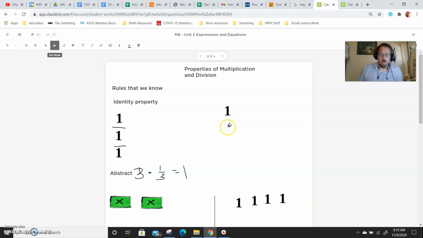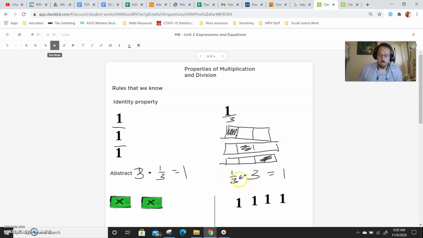So we're going to think about like a candy bar. So I've got 1 candy bar. Okay. Actually, this is going to be 1/3. So I've got a third of a candy bar. Okay. So I'm going to break my candy bar up into thirds. If I want to end up with my identity property, I need 2 more thirds. I need to multiply this times 3. And now, after I multiply it times 3, now I have 1. So 1/3 times 3 equals 1. Okay. So those are our identity properties.